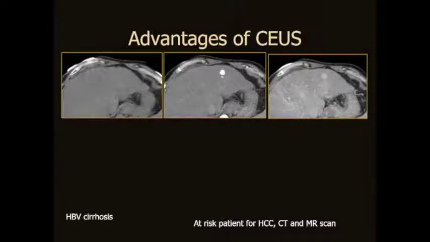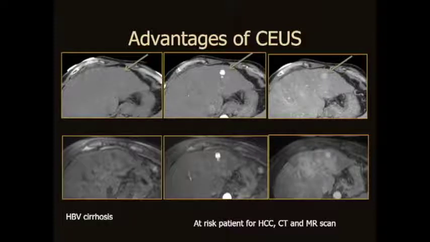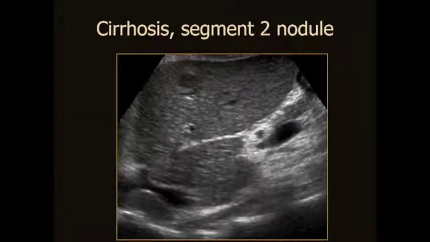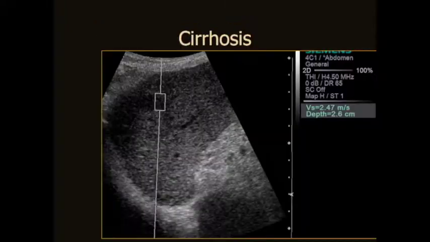The advantages of CEUS are really exemplified by this other at-risk patient, where, first of all, a CT scan shows a small mass which is hyperenhancing with no washout on CT. So in an at-risk patient, this remains an indeterminate lesion. And on MR scan, we show the same hyperenhancing mass with no washout. So this patient comes for CEUS, and we confirm that the liver is cirrhotic. We show a focal mass lesion in segment 2 corresponding with the CT and MR abnormalities.